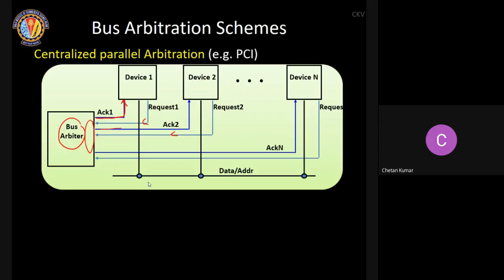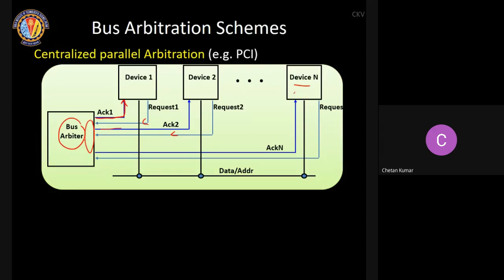Can you tell me the advantages and disadvantages of this? What is the advantage and disadvantage of this? It is fair, and priority can also be done. The major problem here is what? The bus arbiter, after seeing that a low priority device has requested the bus, after so many requests coming from higher priority devices, might still give access to the low priority device after some time. So that way fairness can be maintained.